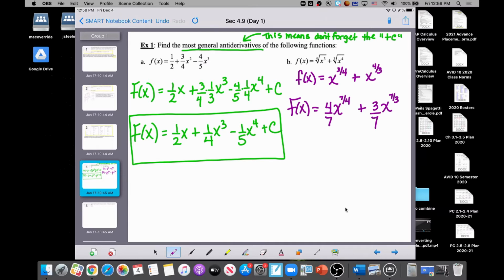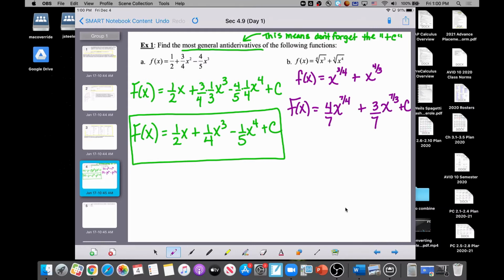Okay, so now before we turn this back into radical form, oh, and of course, sorry, I need my plus C. Before we turn this back into radical form for our final answer, let's check. If I were to differentiate the first term, I'd bring down the 7/4. 7/4 times 4/7 would make a coefficient of 1. And then if I subtracted 1 from 7/4, I'd be taking away 4/4, which would leave me with x to the 3/4. So the first term is correct.